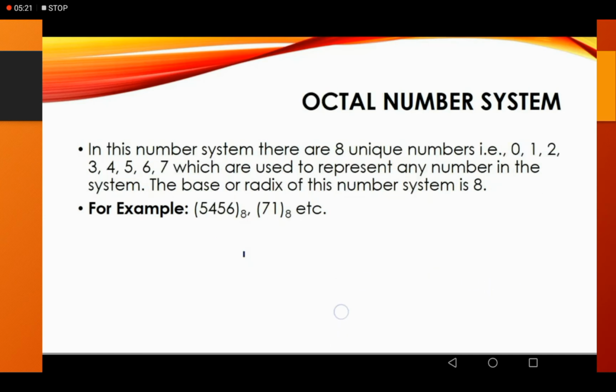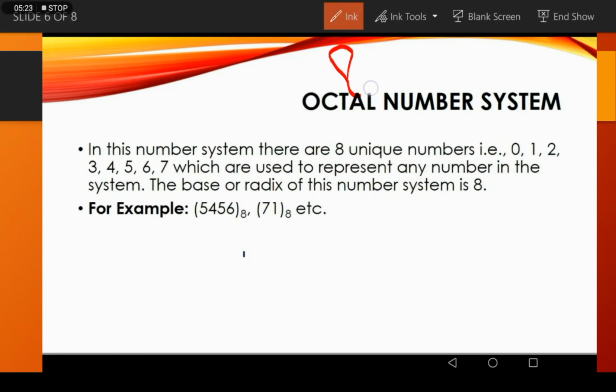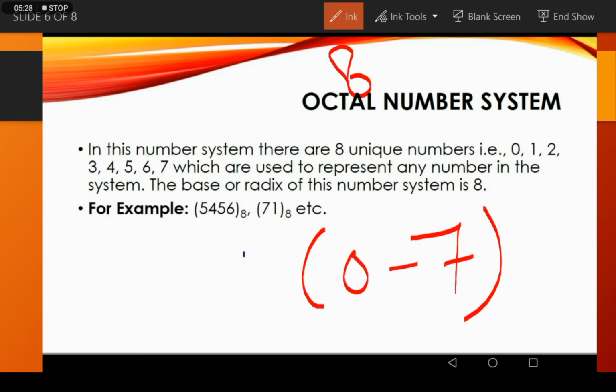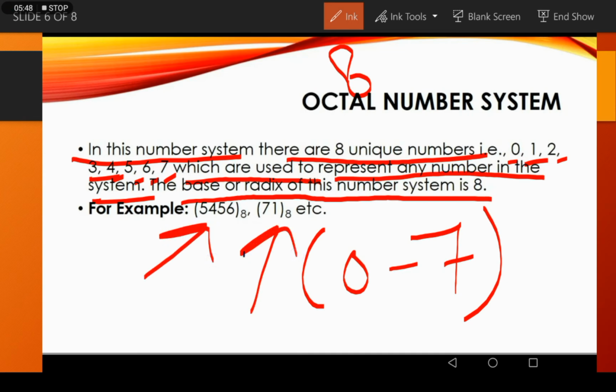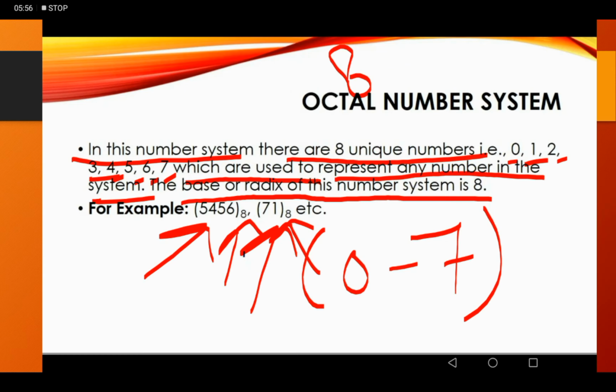Next, octal number system. Octal represents 8, means 0 to 7. In this number system, there are 8 unique numbers: 0, 1, 2, 3, 4, 5, 6, 7, which are used to represent any number in the system. The base or radix of this number system is 8. You can see the examples. Base is 8. So this is octal number system.